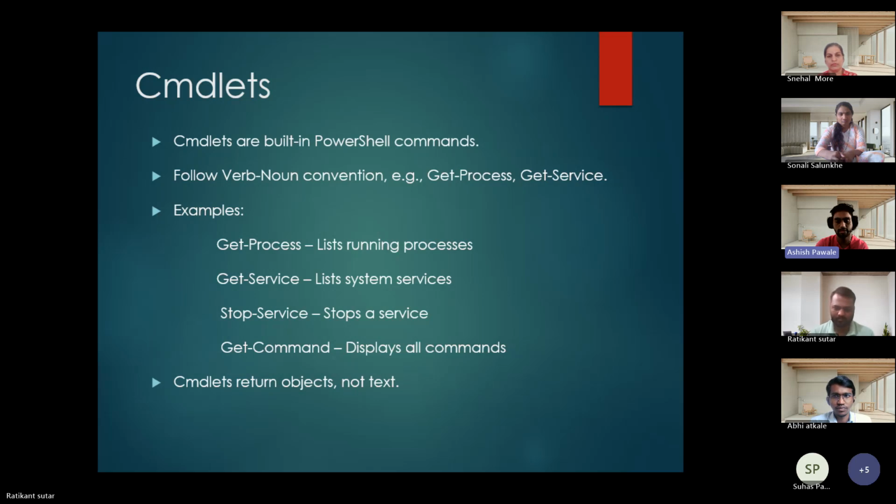The next command is Get-Service. Get-Service displays the system services. The next command is Stop-Service. Stop-Service stops a specified service. And next is Get-Command. Get-Command lists all the available commands in PowerShell. What sets these commandlets apart is that they return objects, not just text. This allows users to filter, sort, and manipulate data in ways that are not possible with traditional command line tools. Next slide.